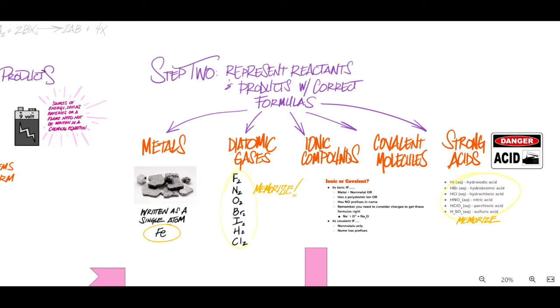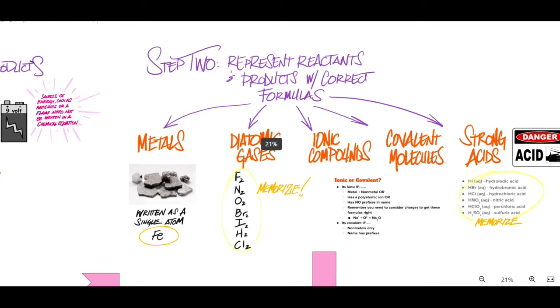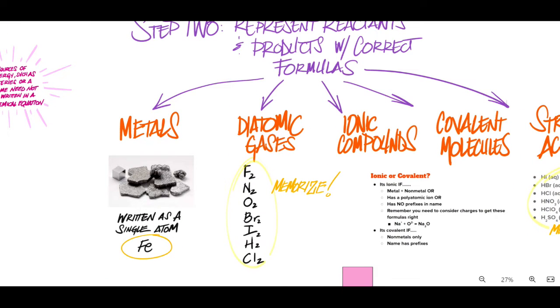Now, in most chemical equations, your reactants and products will fit into one of these 5 categories. And I did say most, not all. We've got metals, we've got diatomic gases, we've got ionic compounds, we've got covalent molecules, and we have strong acids. So our metals are just singular metallic elements, like iron, copper, gold, and you're just going to write them as a single atom. The diatomic gases need to be memorized. They are fluorine, nitrogen, oxygen, bromine, iodine, hydrogen, and chlorine.